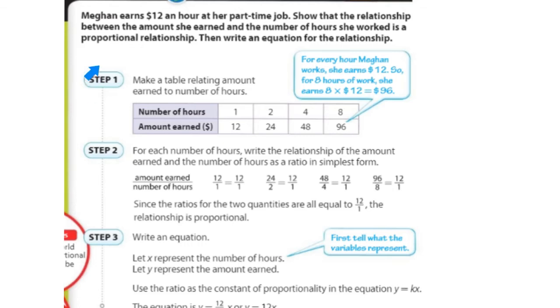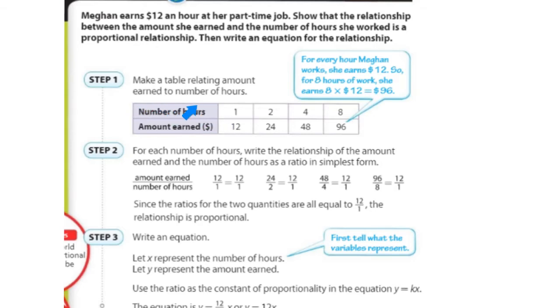Okay, so here's example 1, and again, we're still on page 72. Megan earns $12 an hour at her part-time job. Show that the relationship between the amount she earned and the number of hours she worked is a proportional relationship. Then write an equation for the relationship. So the first thing you're doing is making a table. Now, the number of hours controls how much she earns. If she works a certain number of hours, she gets paid the money. She doesn't get paid and then work the hours.